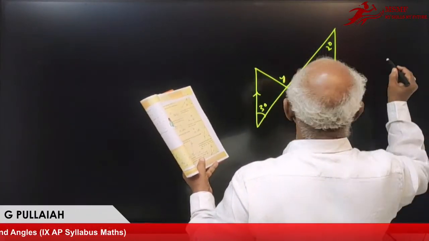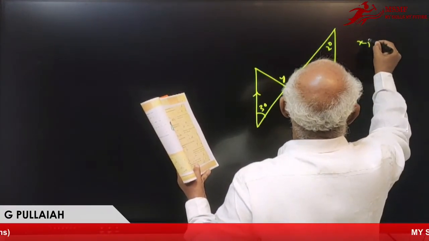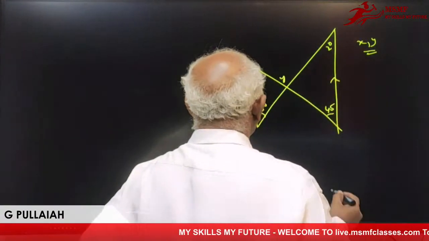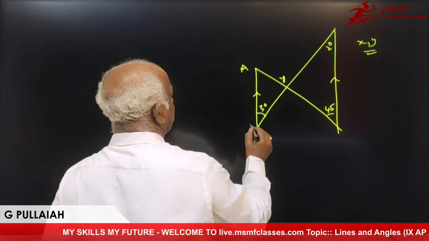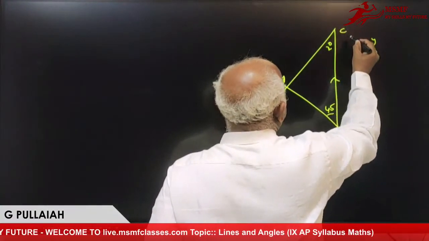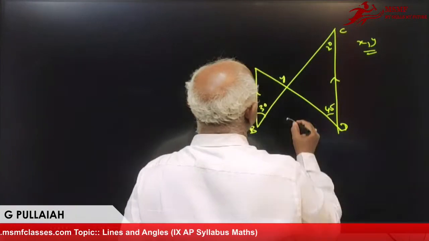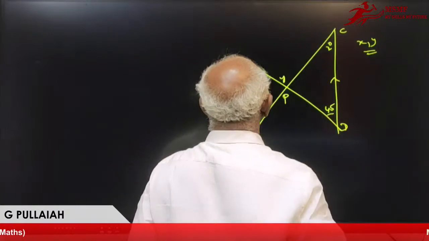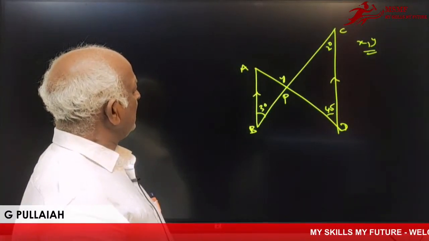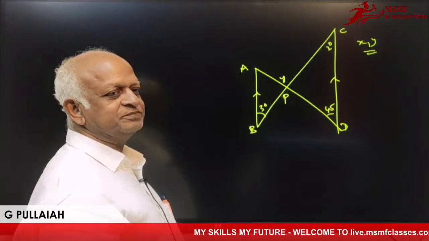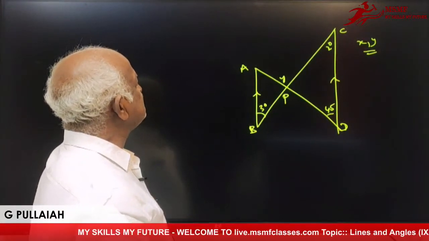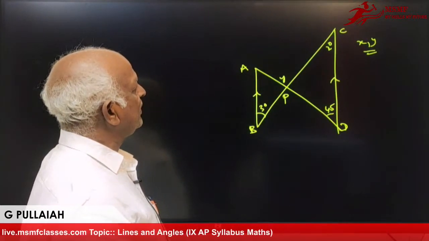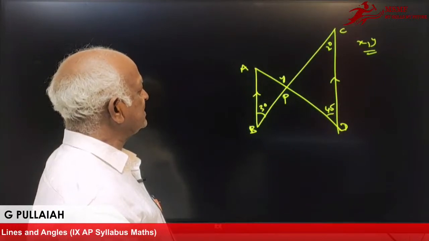So now in this case, find the value of x and y. Here AB and CD are parallel. The transversals BC and AD are intersecting at point P. Now we are expected to find the value of x and y.